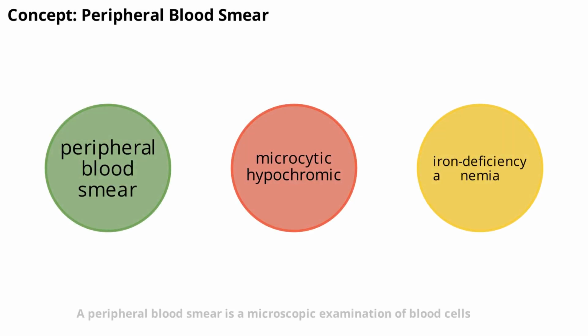A peripheral blood smear is a microscopic examination of blood cells. In iron deficiency anemia, the smear reveals microcytic, hypochromic red blood cells, often with increased variation in size and shape. This test provides visual confirmation of anemia and helps rule out other blood disorders.